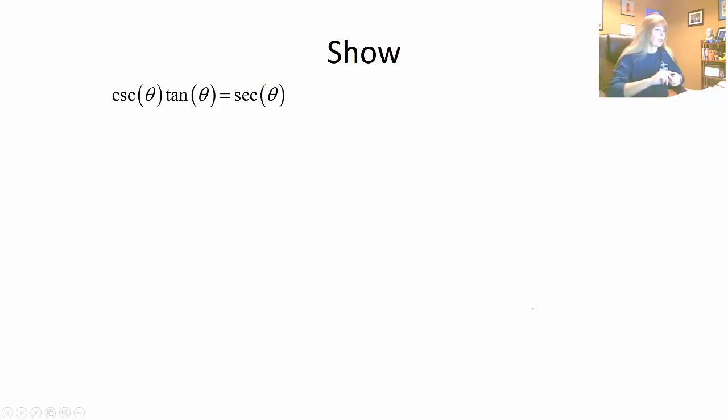All right, next one. This is an actual show problem, which means to show that one side looks like the other side. Well, I don't really know anything to do by just staring at this, except what I just said. Why not turn everything into the identities?